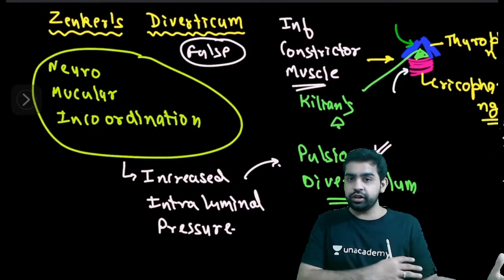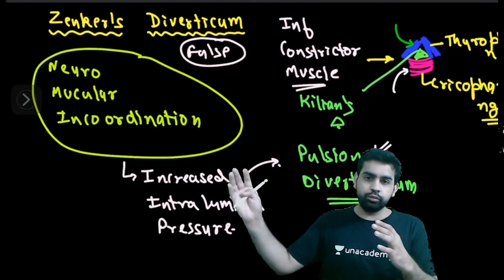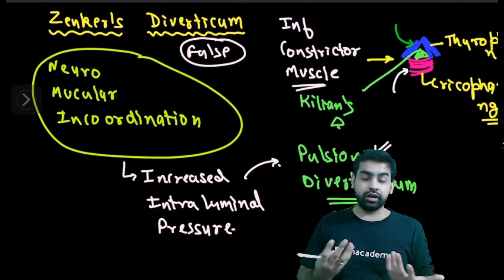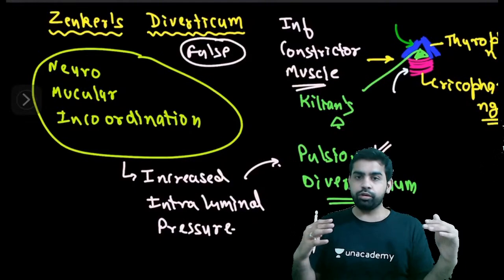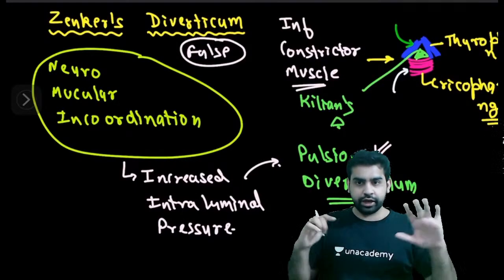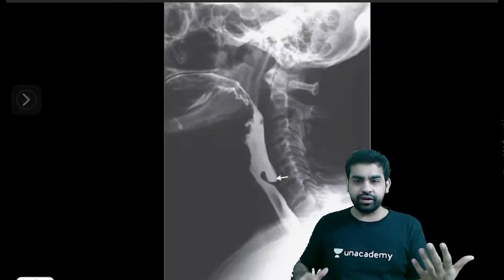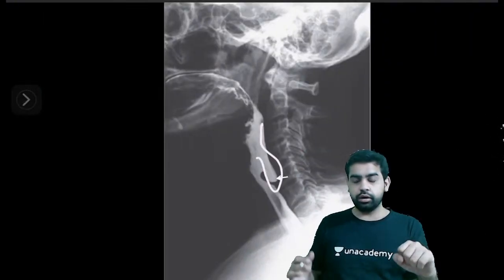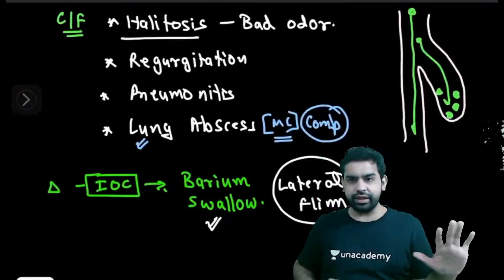If there is a neuromuscular incoordination, the mucosa is going to pop out of it, and that comes out as Zenker's diverticulum. It pops out from Killian's triangle. The question I had asked you: it is not arising anteriorly, it is arising posteriorly. As you can see in this figure also, it is arising posterior to the inferior constrictor muscle. I hope you got this point. That is the pathogenesis.